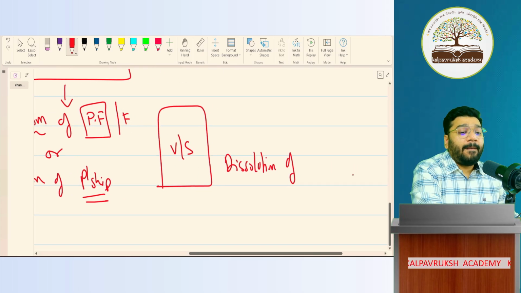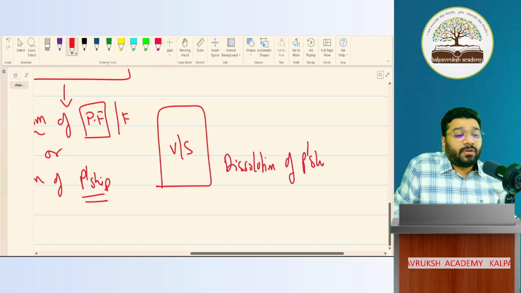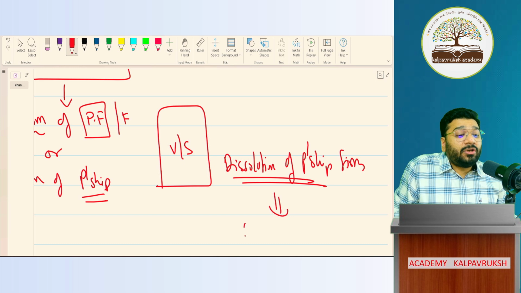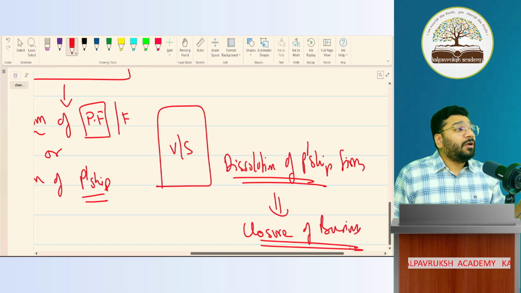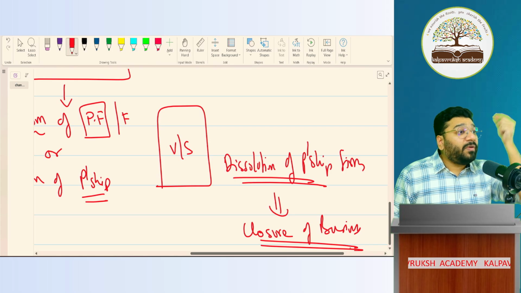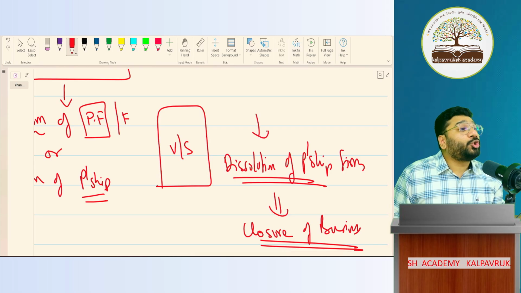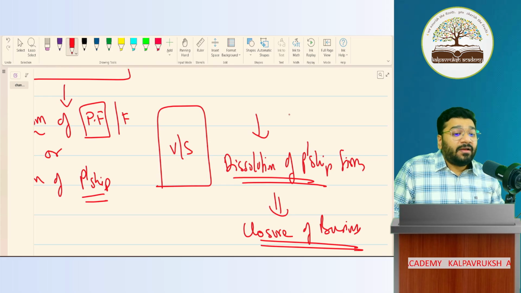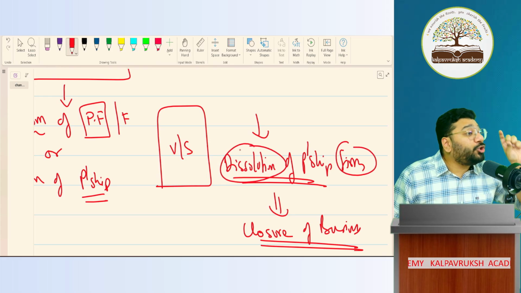Dissolution of partnership firm, if I add, what will happen? This means closure of business. This means shutdown of business. ஒரு firm shut down பண்ண அப்படினா, how do we refer it? We refer it as dissolution of partnership firm. Firm is dissolved. Dissolution means what?